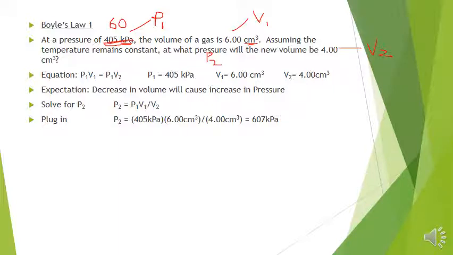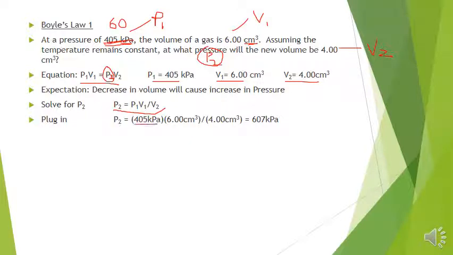Okay, so here's my equation, here's P1, V1, and V2, and what I want to do is solve for P2. So I take my initial equation here, and this should be a 2 here, and do simple algebra. I want to solve for P2, so I divide both sides by V2, and I get this equation. And then I plug everybody in, all right?